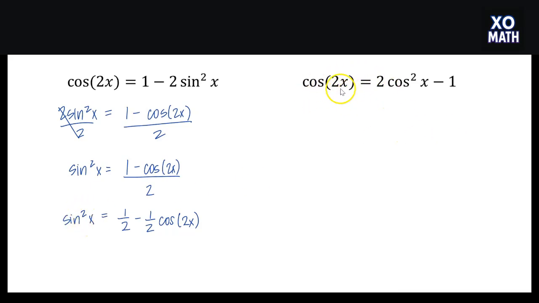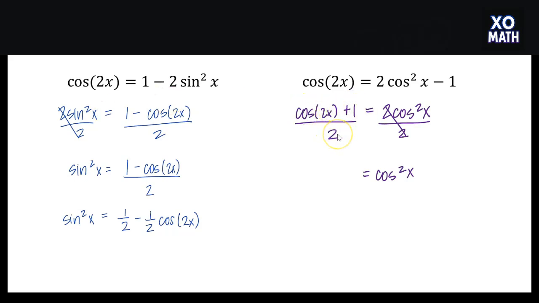Now, if we take this other version of the double angle identity, cosine of 2x equals 2 cosine squared x minus 1, I'm going to try to isolate cosine squared x now by first adding the 1 to the other side, since 2 cosine squared x is already positive. So I'm going to add 1 to the other side. Cosine of 2x plus 1 is equal to 2 cosine squared x. Then I'm going to divide by 2. So I have cosine squared x is equal to cosine 2x plus 1 over 2.